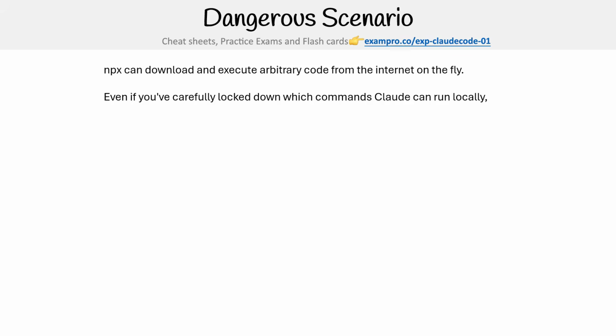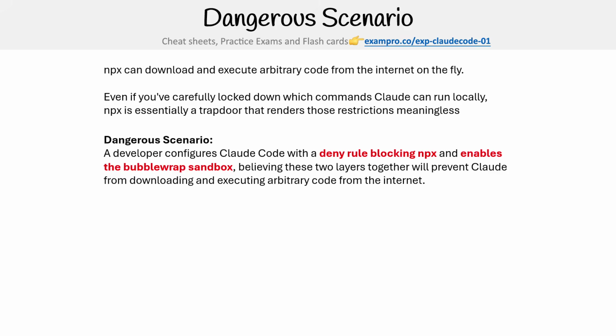So even if you think you have it completely locked down, there are still trapdoors with MPX where those restrictions don't matter. So you might think, okay, how do I protect myself from this? Well, I can set up a rule on bash that denies MPX, right? That would be one thing I can do. And then we can enable a sandbox account, right? So we believe that those two things are going to protect us, right?